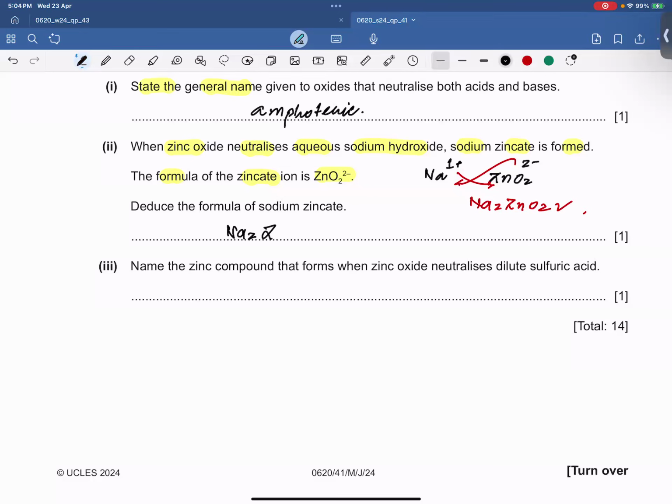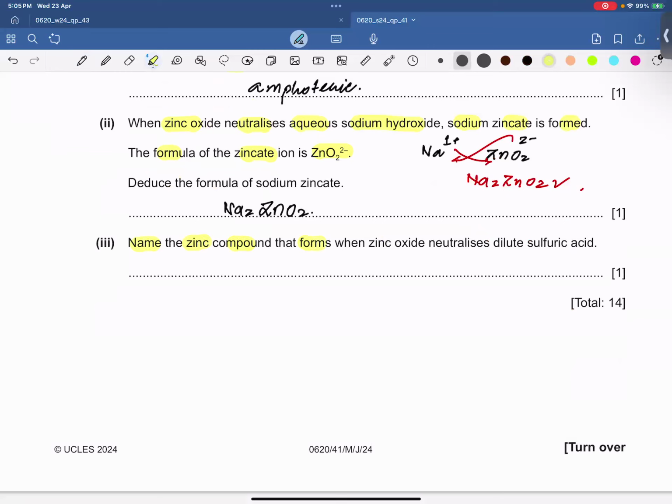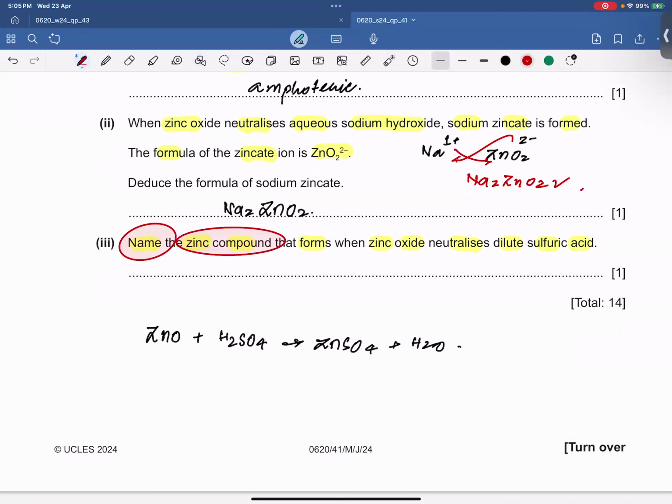That's called sodium zincate. Okay. Name the zinc compound that forms when zinc oxide neutralizes dilute sulfuric acid. So let me make the balanced chemical equation. Zinc oxide reacting with sulfuric acid, converting into zinc sulfate and water. So the examiner is looking for the name of the zinc compound, and the zinc compound is basically zinc sulfate. I believe that's the last question.